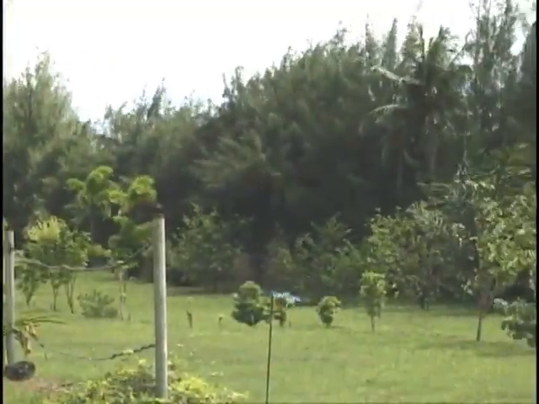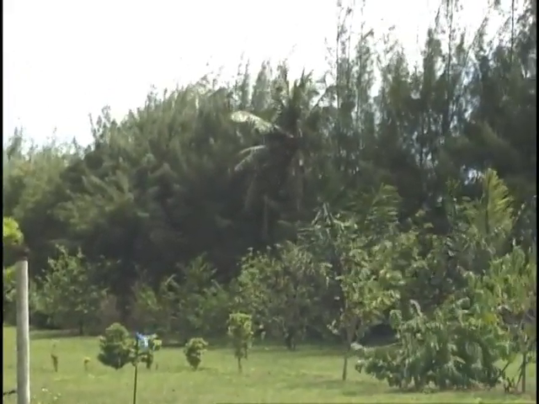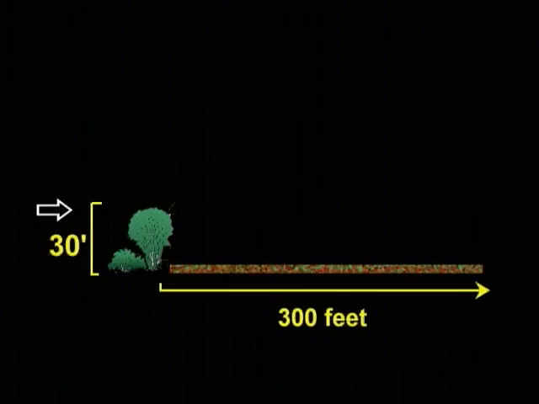Windbreaks reduce wind speed for a distance of about 10 times their height. For example, a windbreak with trees 30 feet tall will protect a field area up to 300 feet downwind.